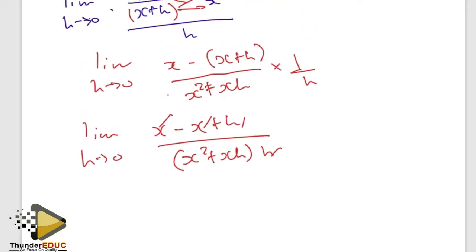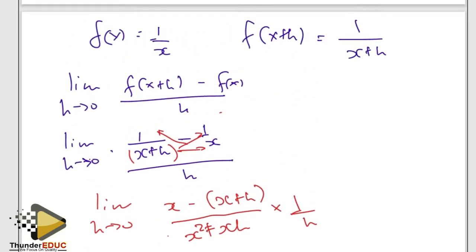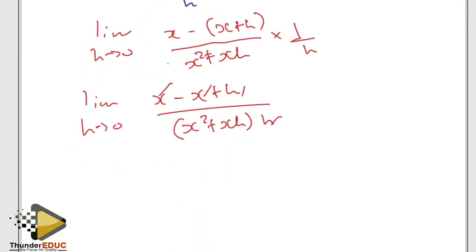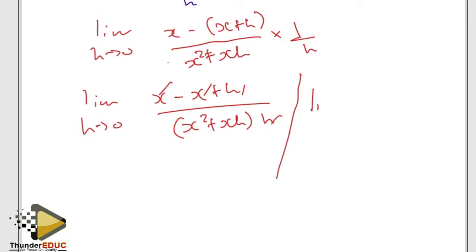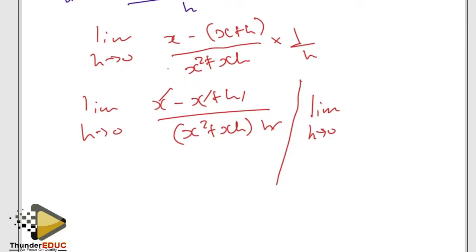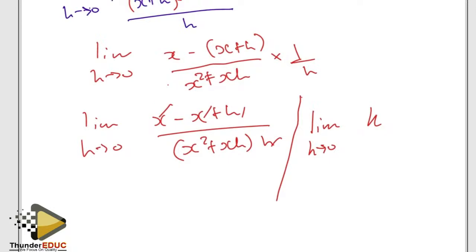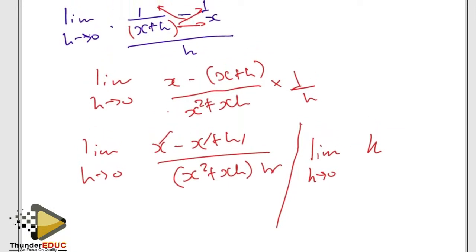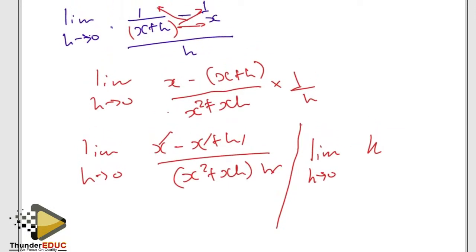Okay, so we're saying the limit as h tends to 0, we have h over, what's happening? My pen is acting up.